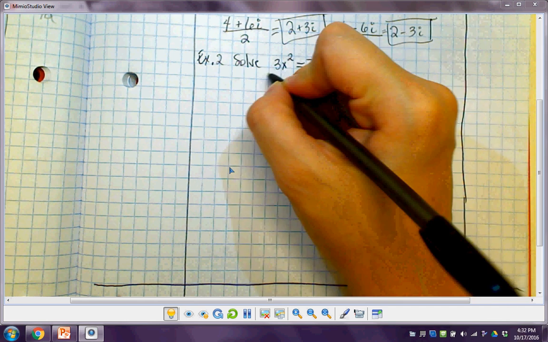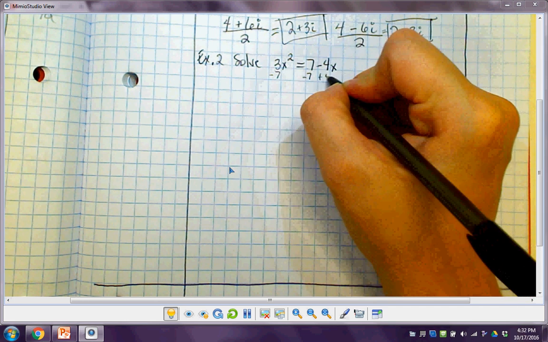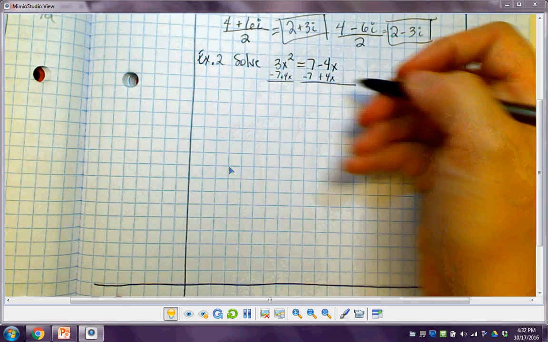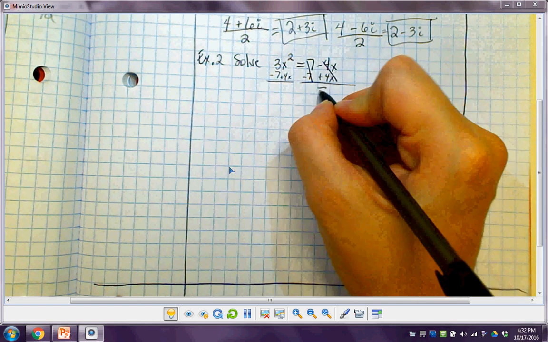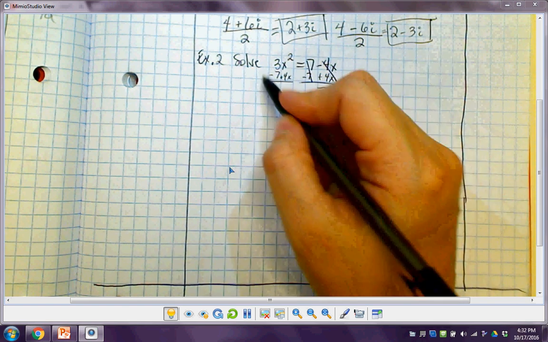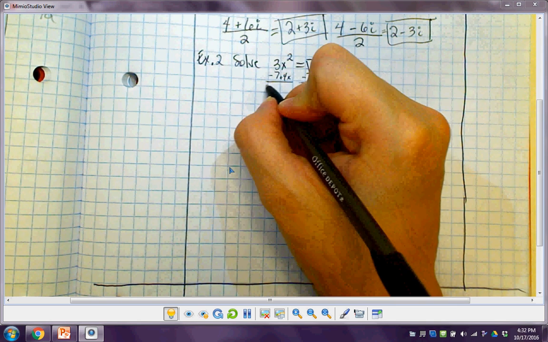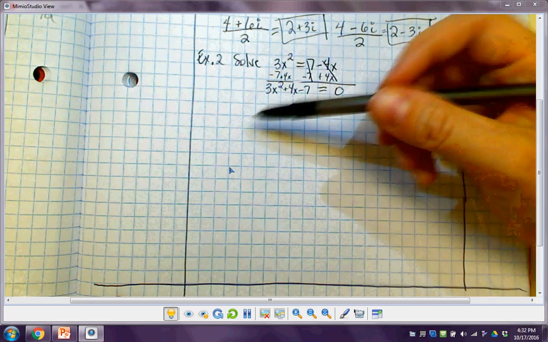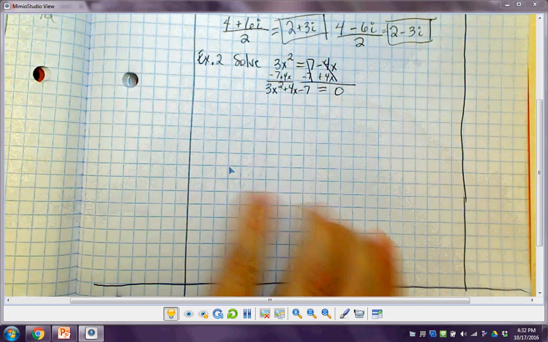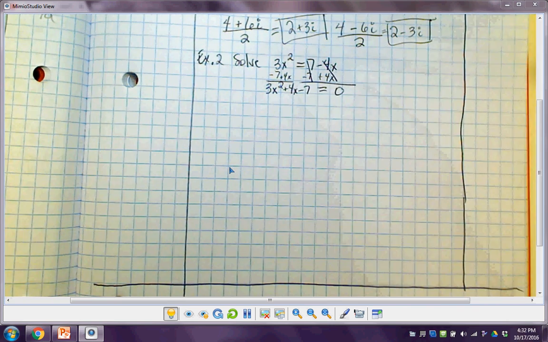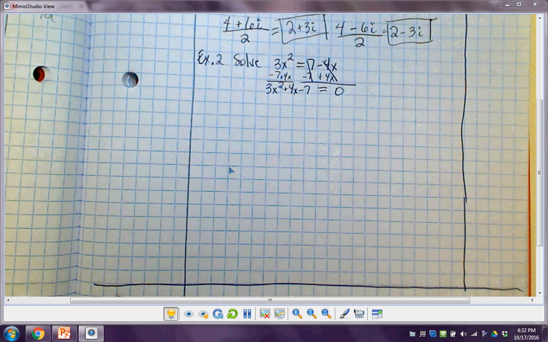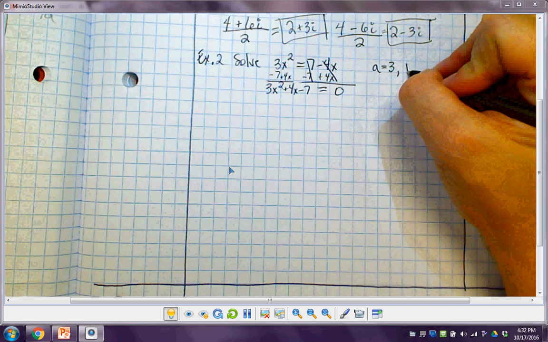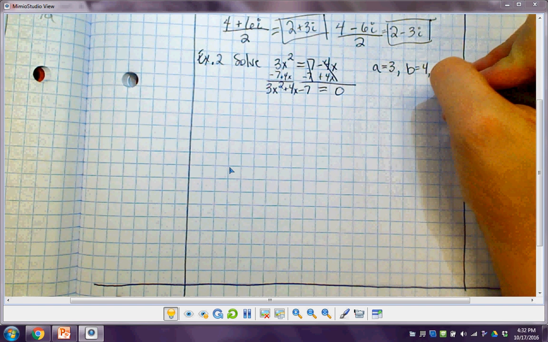So I'm going to subtract 7 and I'm going to add 4x. They're going to both cancel on this right side, and I'm going to have 0 over here. And over here, I'm going to have 3x squared plus 4x minus 7. I put that 4x first just to have it in standard form, because the next step is to identify a, b, and c. A equals 3, b equals 4, c equals negative 7.